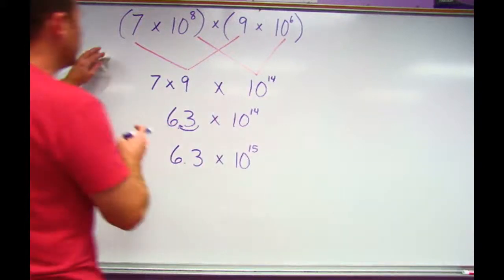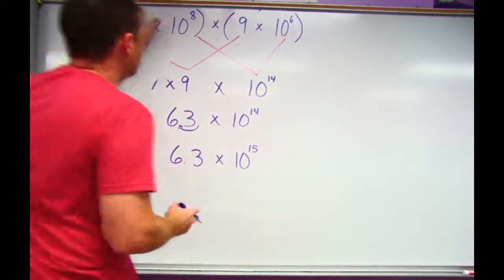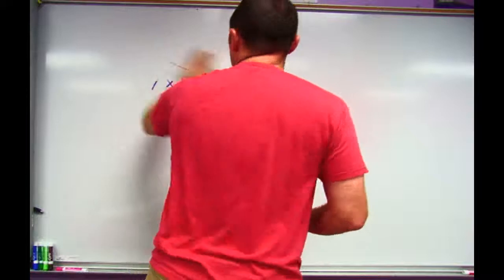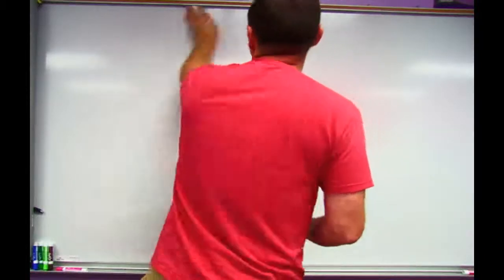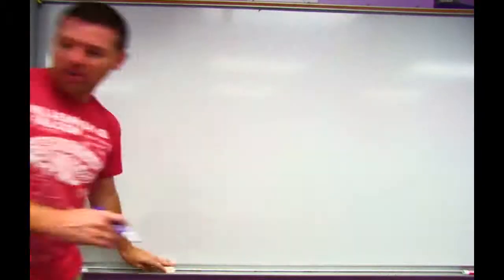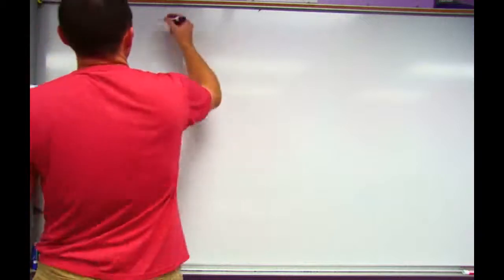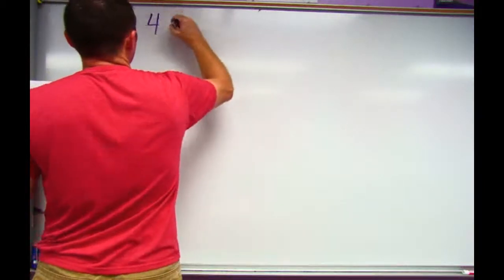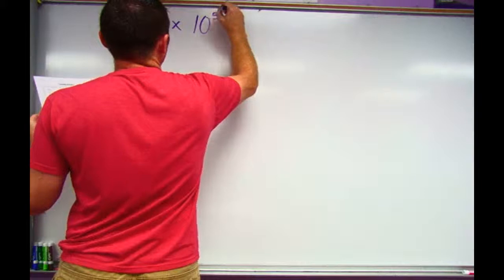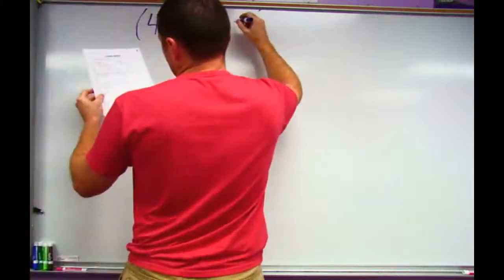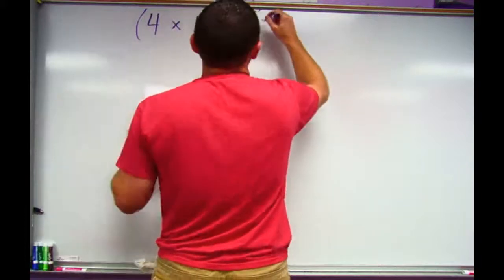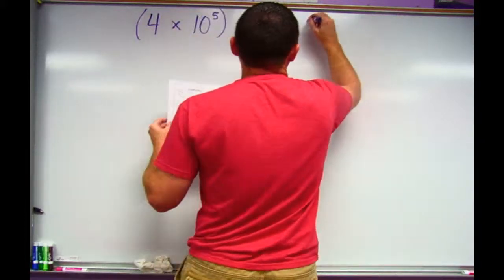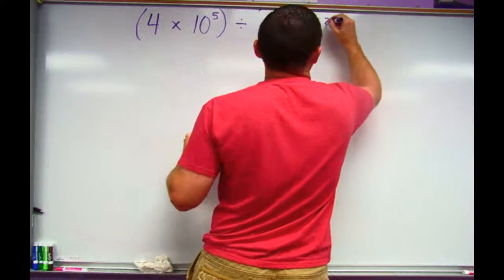I'll work one more for you, a division problem, so you can see how we subtract out the exponents. All right, let's look at one. 4 times 10 to the 5th divided by 8 times 10 to the 2nd.